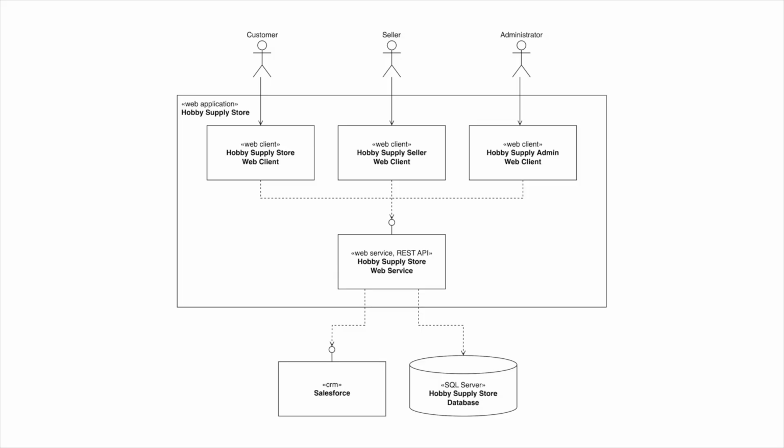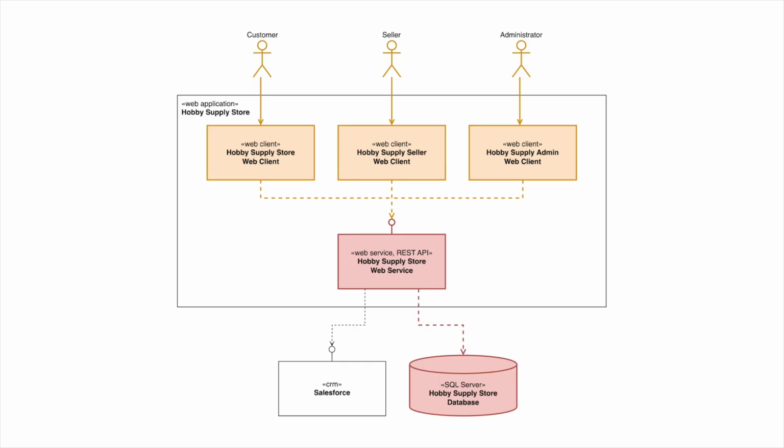Here, you'll notice we're trading flexibility with all its complexities for usability. Of course, it's got trade-offs. Now we've got 3 web clients to maintain. But look at what that gives us. Let's say we want to modify the customer's user experience. The risk of change is limited in scope to just the hobby supply store web client. The sellers and admins don't get touched at all. Pretty cool. That said, we're still not out of the woods yet.